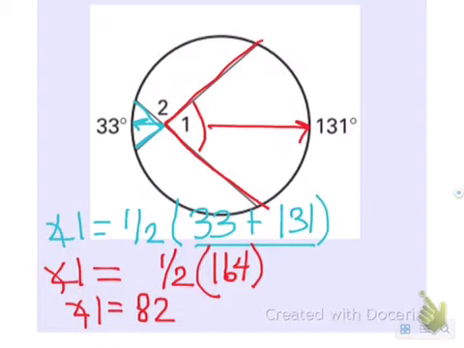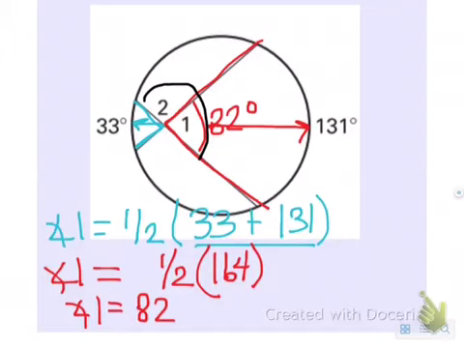So I know that angle 1 is going to equal 82 degrees. Now this question also wants me to find angle 2. And if I notice, angle 1 and angle 2 combined form a semicircle. So that means they're supplementary, they're linear pairs.